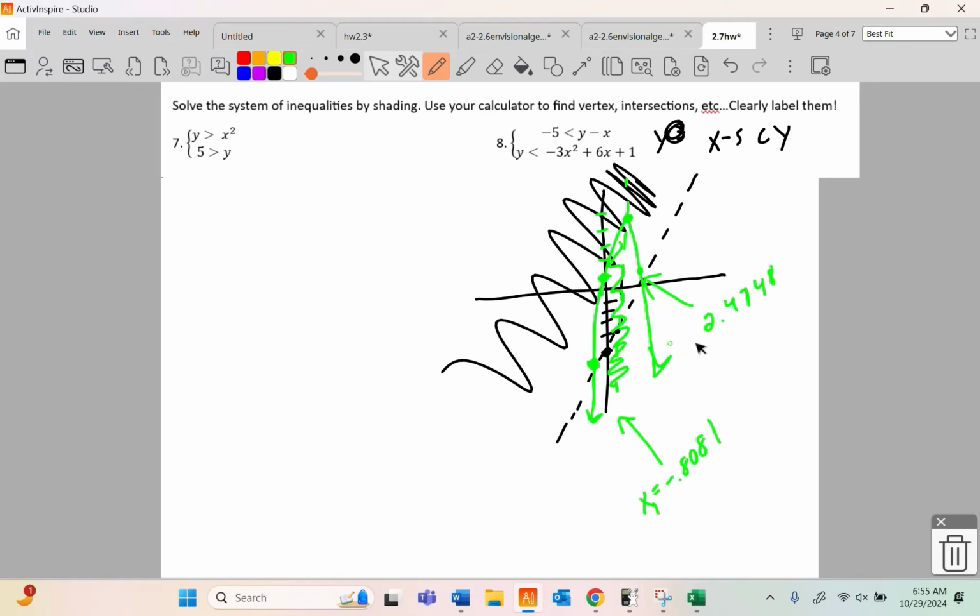These are the x values that create this double shaded territory. So if I think about inequalities, I am stuck between negative 0.8081 and 2.4748. If I think about intervals, it's the same thing, just different notation, and intervals are usually easier to write. So there's 8.